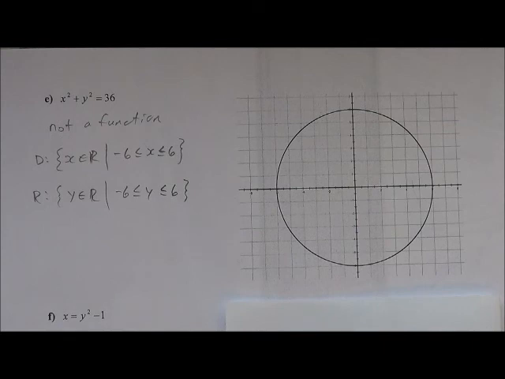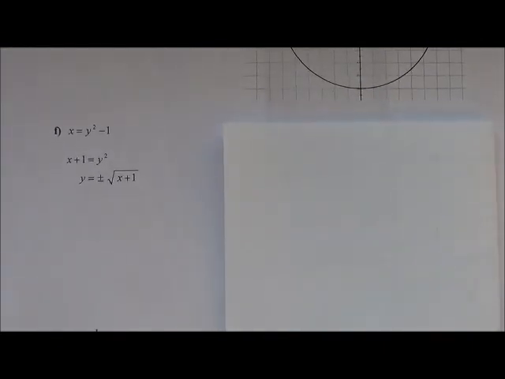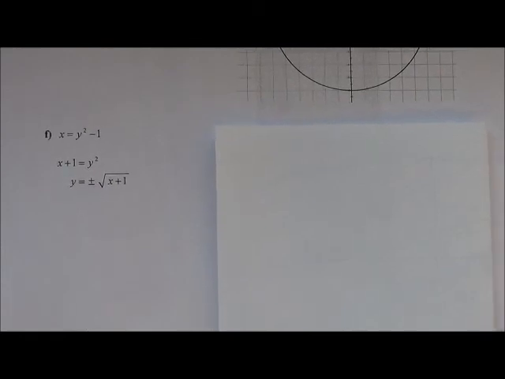Okay, moving along to example F. We see that the relation is given as x equals y squared minus 1. If we rearrange that, we get x plus 1 equals y squared, and then we solve for y, and we take the square root of both sides. And when you have any variables and you take the square root, you need the plus minus, because you don't know what that value of x actually is. Could be positive, could be negative.